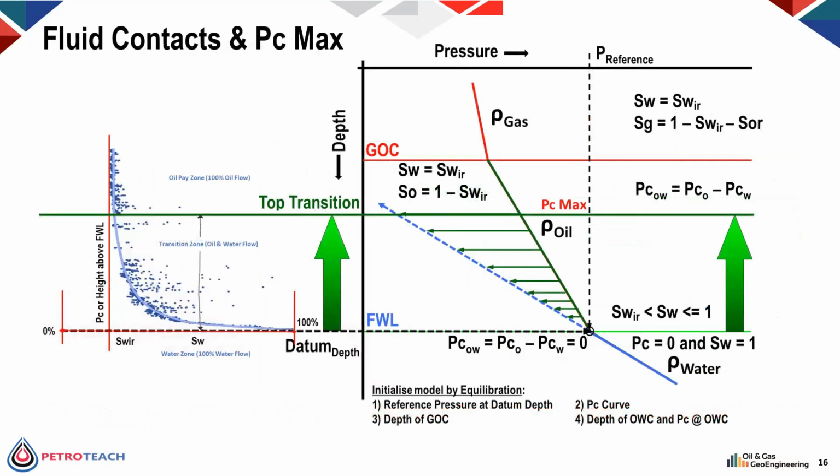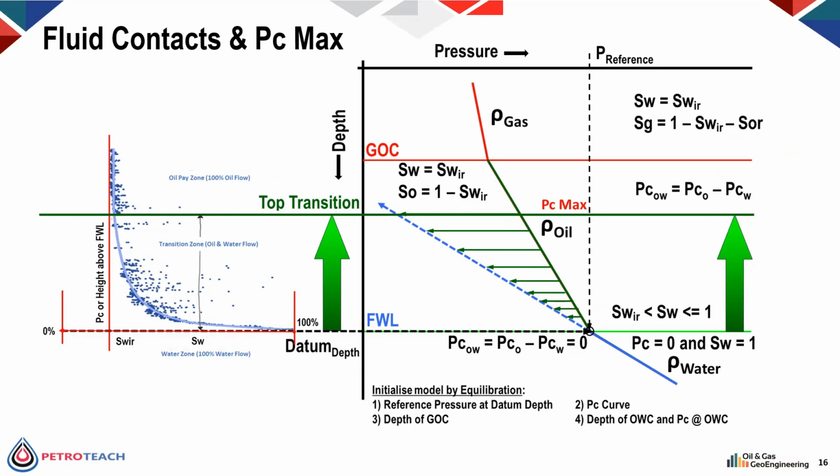So how do we actually measure and how do we estimate that? Well, here's an example from a field where they have measured from the logs a lot of the saturation versus height above the free water level. The free water level is a firm depth, which is at the intersection. In other words, that's one of your anchor points.